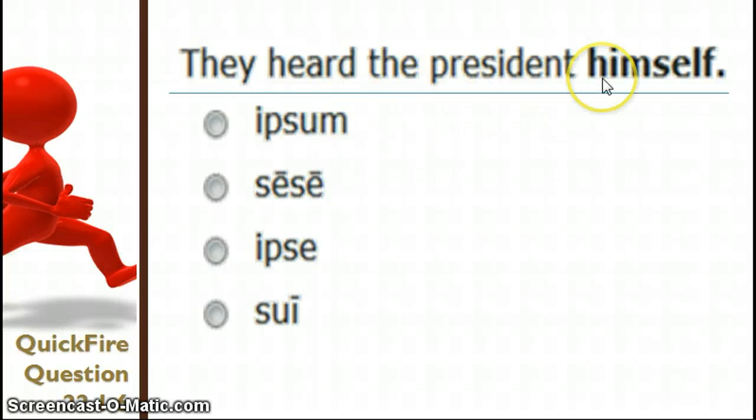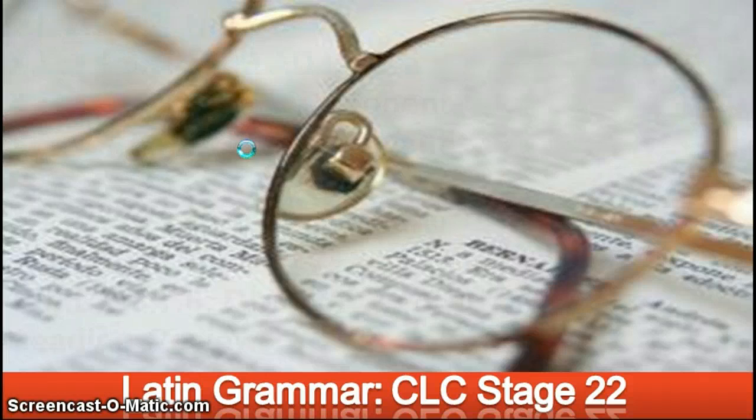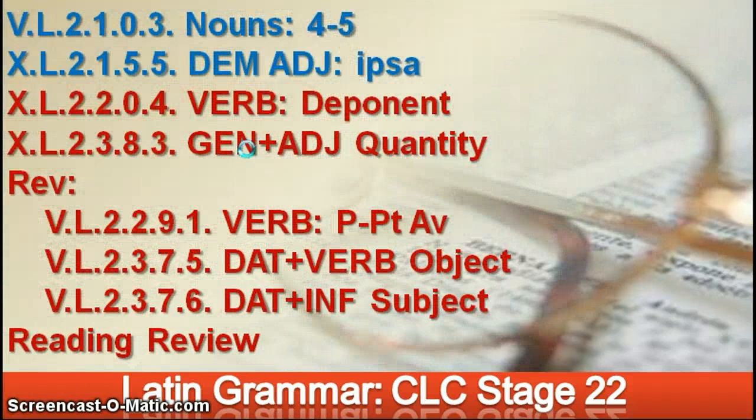They heard the president themselves. The verb is heard. They is the subject. The president would be the object. This is modifying the president. It would therefore be ipsum. Moving on to the next grammatical concept, that of deponent verb.